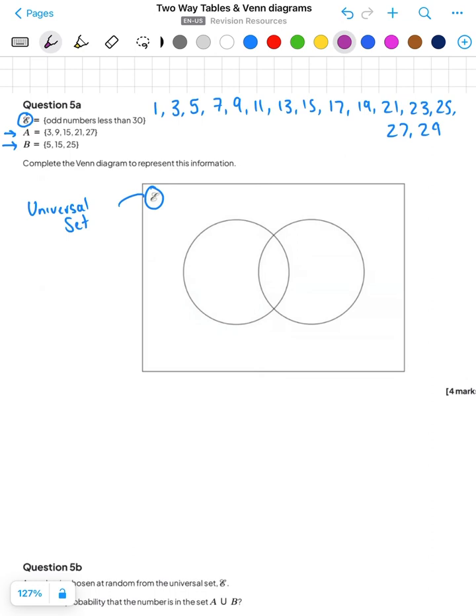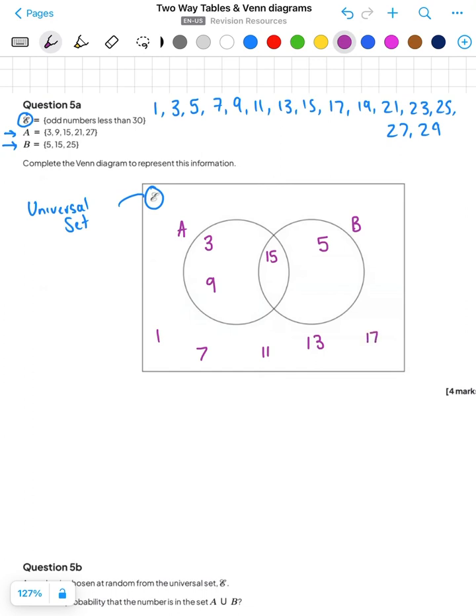Now in set A are 3, 9, 15, 21 and 27, and in set B are 5, 15 and 25. So let's go through our universal set. Number 1 does not appear in set A or B, so that goes on the outside of the circles. 3 goes in set A, 5 goes in set B, 7 neither A or B. 9 in A, 11 on the outside, 13 on the outside, 15 goes in both A and B, so we put that in our overlap of the circles.